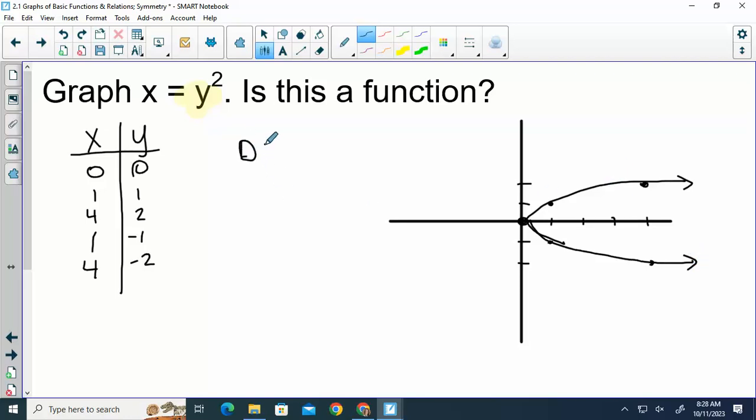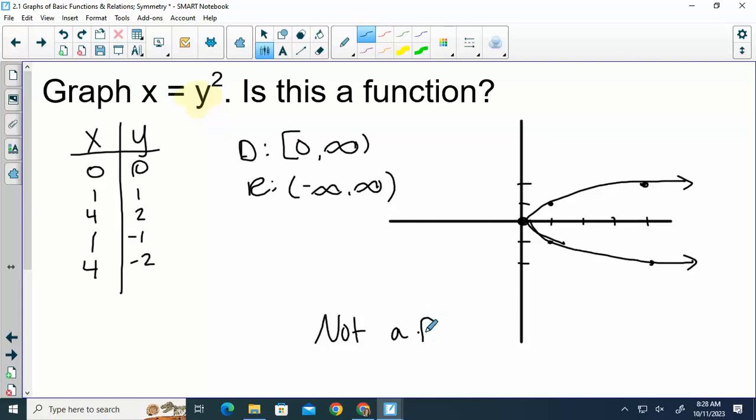What is the domain of this one? What is the range? Is this a function? No. Why? It fails the vertical line test. We can draw vertical lines and hit the graph multiple times, so definitely not a function.